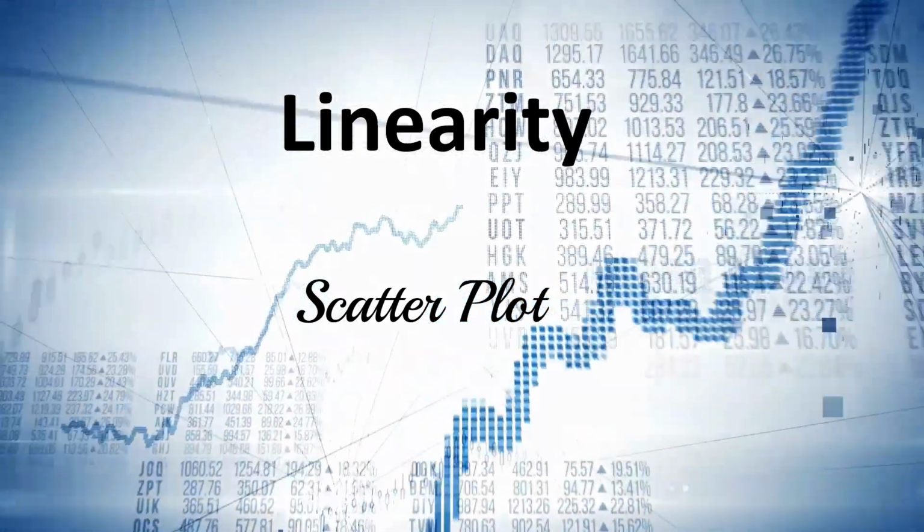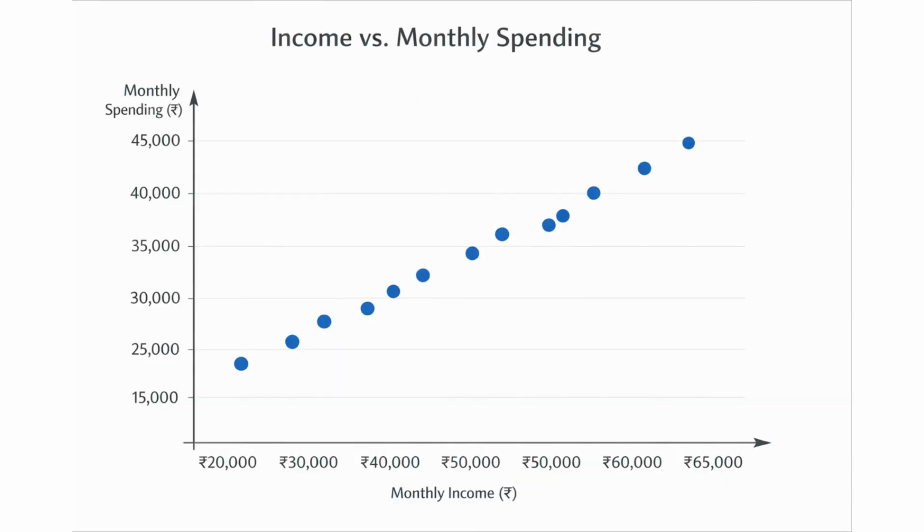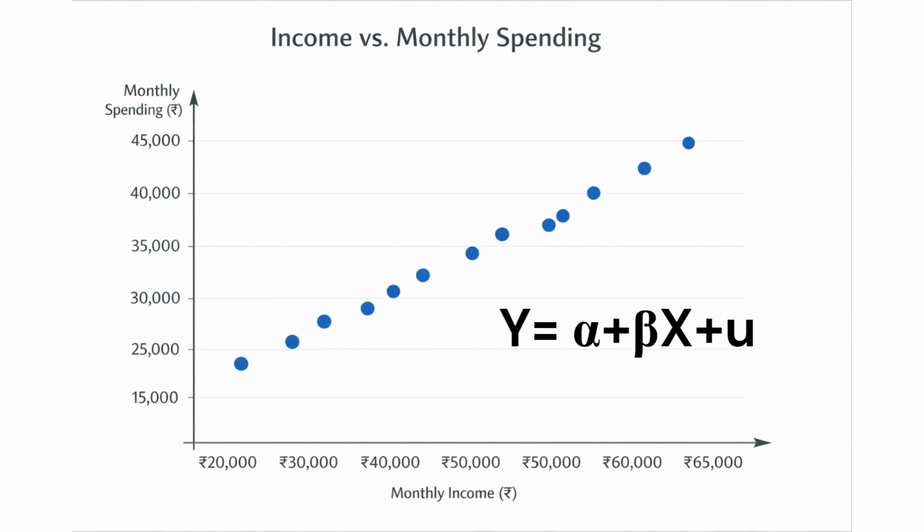Next, we have to look at the actual data. Consider this table. Plotting these points shows a scatter plot that is almost linear. That is a huge clue that a linear model is probably a great idea here.